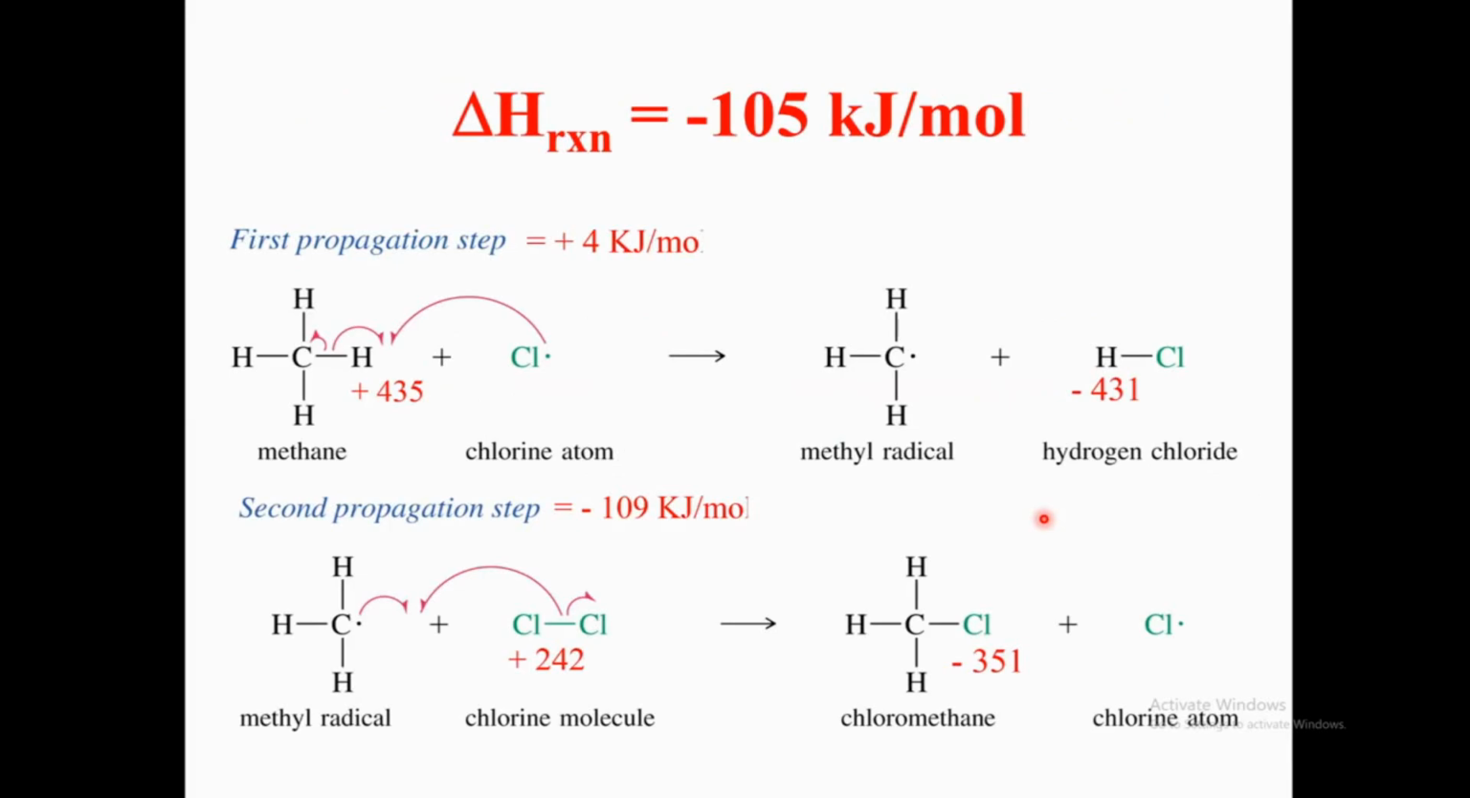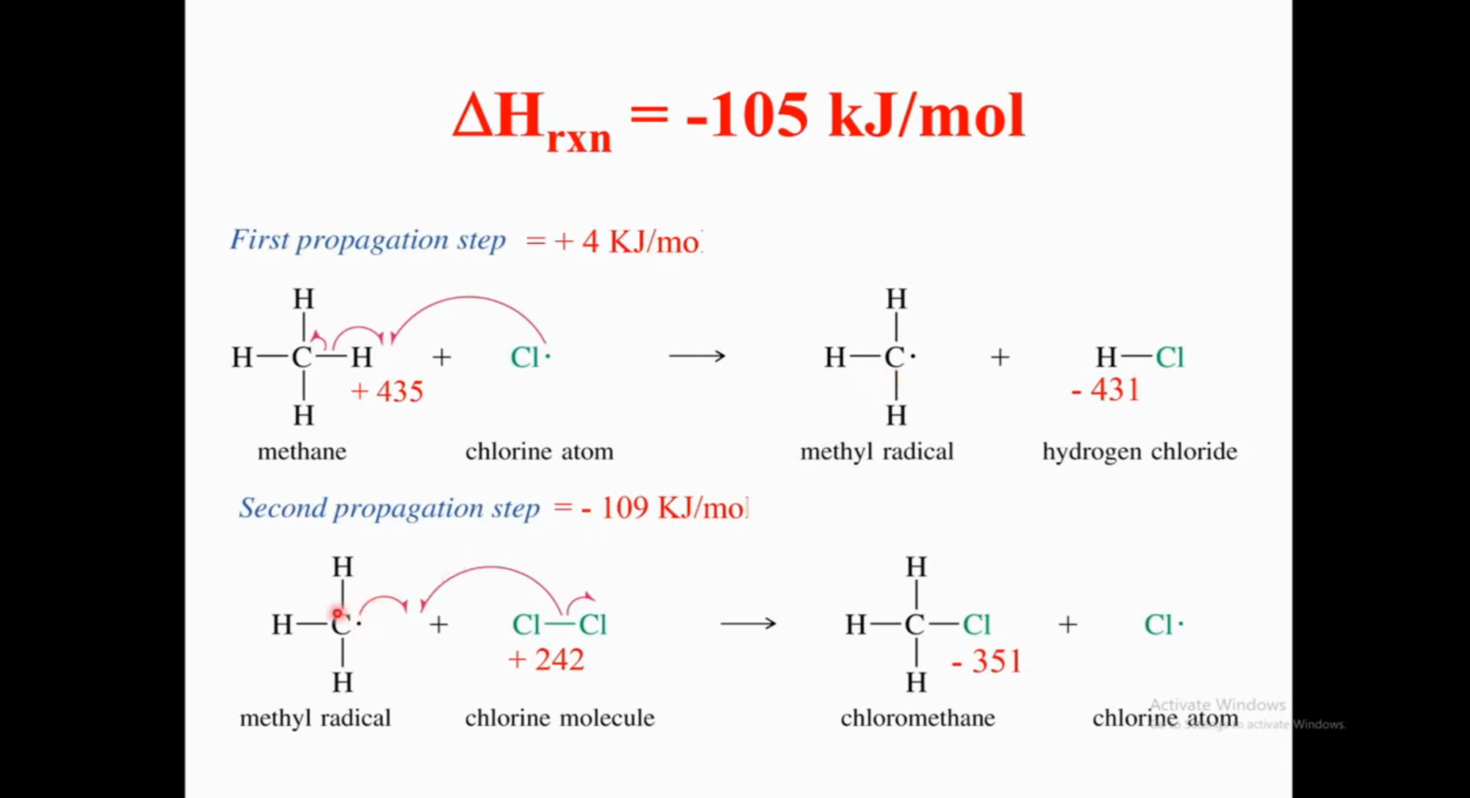The first propagation step requires 4 kilojoule per mole energy, and 435 energy is required to break the bond between carbon and hydrogen, and the methyl radical is formed, and the hydrogen, and the bond between hydrogen and chlorine involves minus 431 kilojoule per mole. And the second step is a propagation step, which requires minus 109 kilojoule per mole, and this is a radical formation.